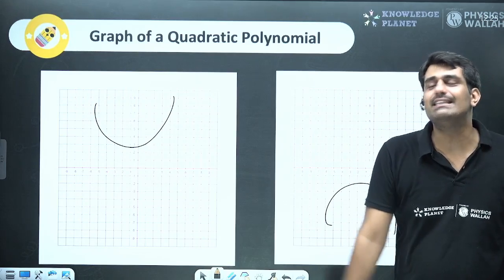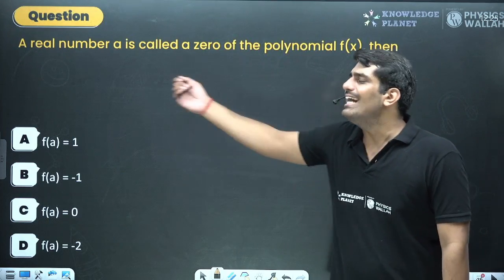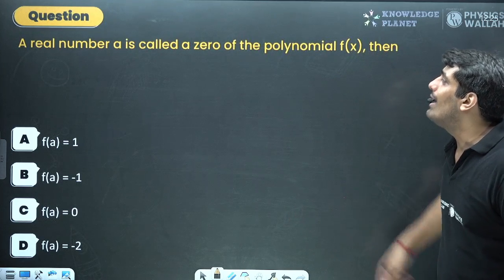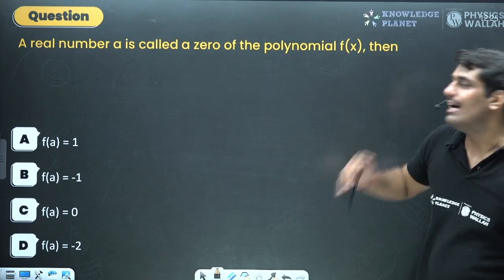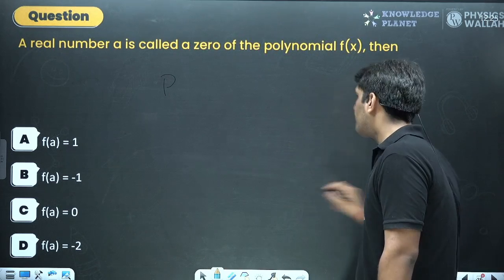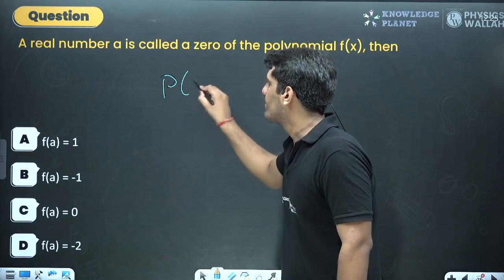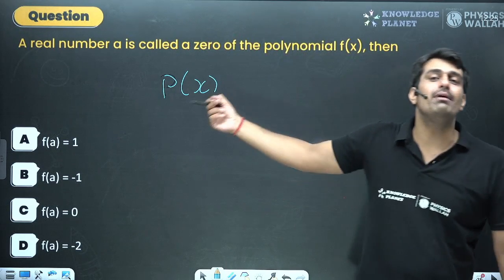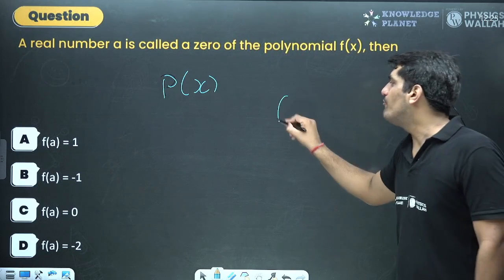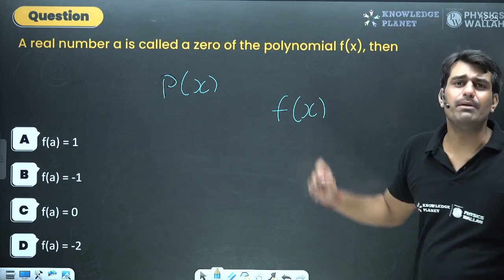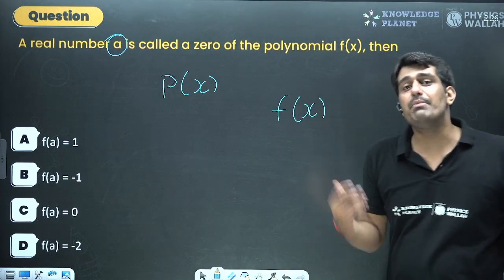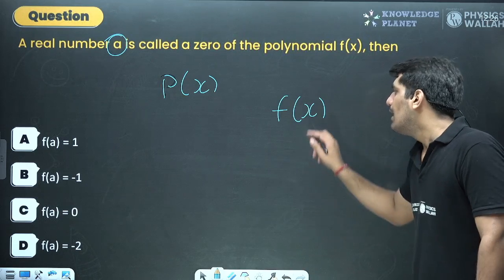These were the 3 cases, and related to these 3 cases, let's first quickly solve this question given over here. A real number a is called a 0 of the polynomial f of x. If you remember, I told you about p of x. P of x simply means polynomial with the variable x. So when they say a real number a is called the 0 of the polynomial f of x, again the same thing, polynomial with the variable x. So if a is the 0, I am replacing x with a.